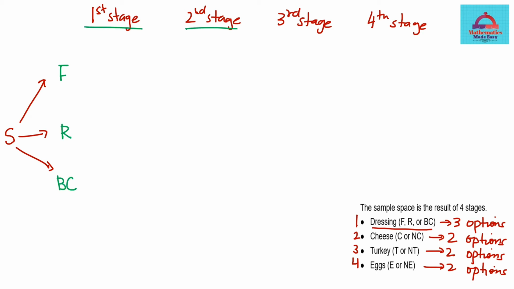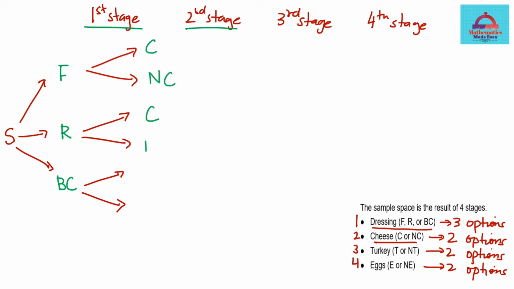Let's move to the second stage. For the second stage, each option can have 2 more options. So F can have 2 options, R can also have 2 options, C can also have 2 options. Let's write these 2 options now. The options are either it can be cheese or no cheese. This is how I write all the possible cases. So we are done with stage 1 and stage 2.